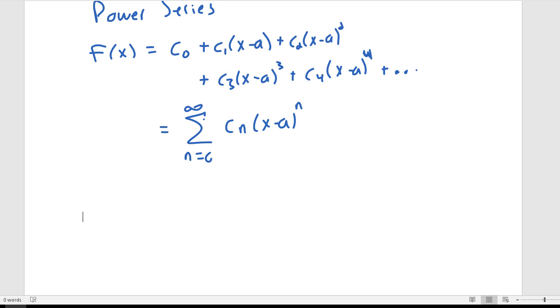So if these two things are to be equal, if I'm supposed to have the function equal to this infinite polynomial, if you will, the power series, then I need the derivatives to be equal, so on and so forth.